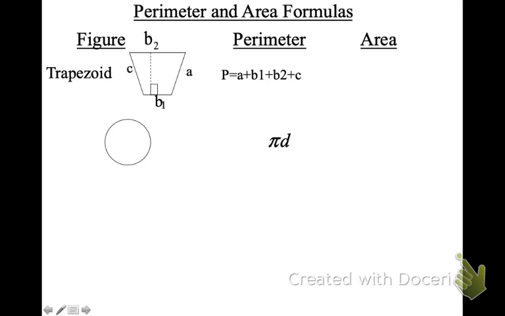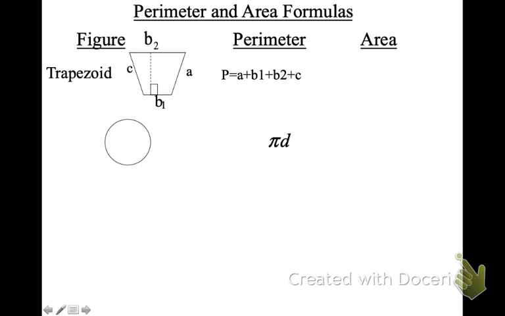Basically, I want you to notice we've got our top base and our bottom base. They're parallel. That's how I know they're the bases. Okay, but they're different sizes. That's why I differentiate them as base 1 and base 2. So when I'm finding the perimeter, I just add up A plus base 1 plus C plus base 2.